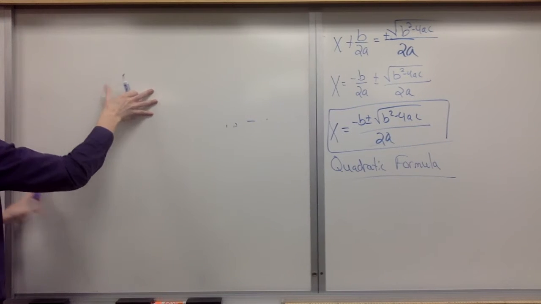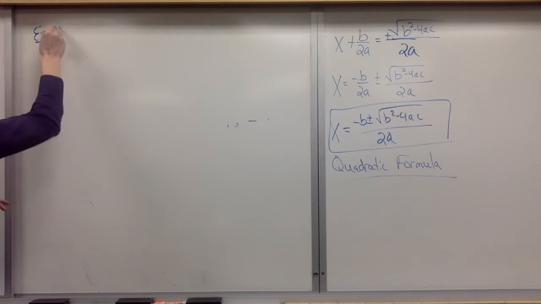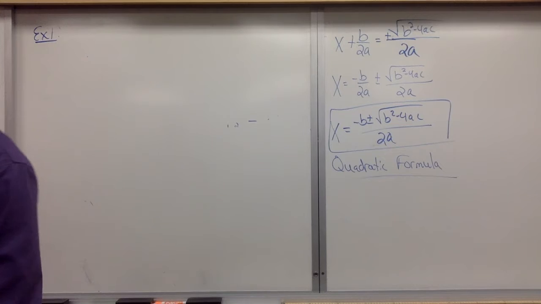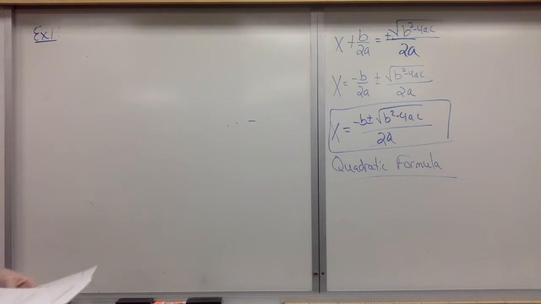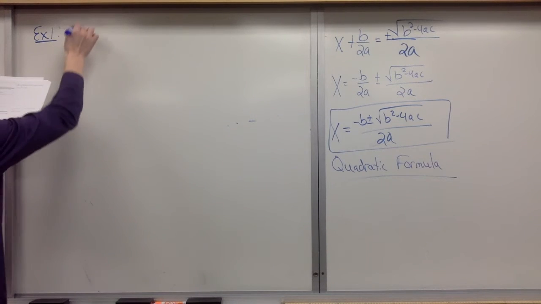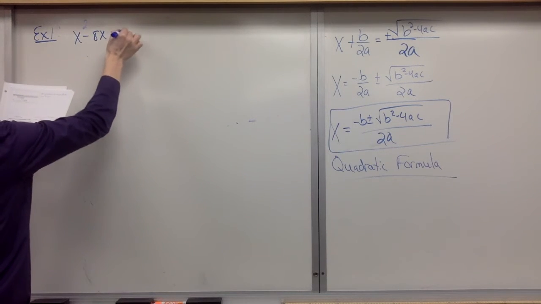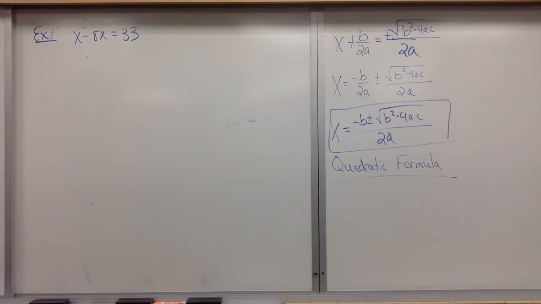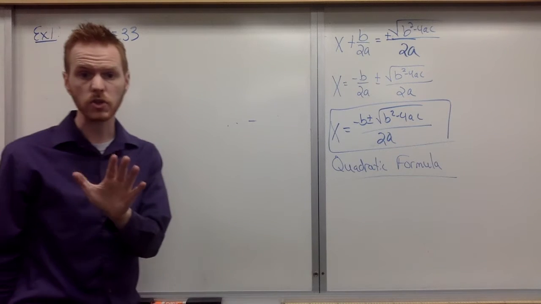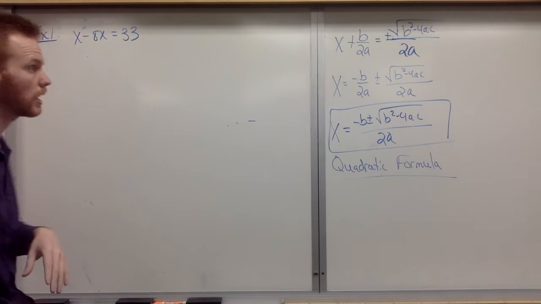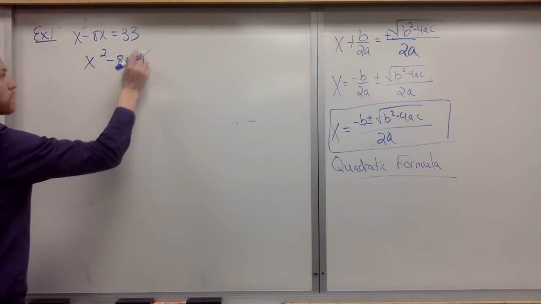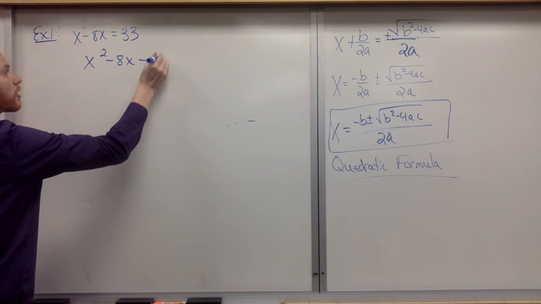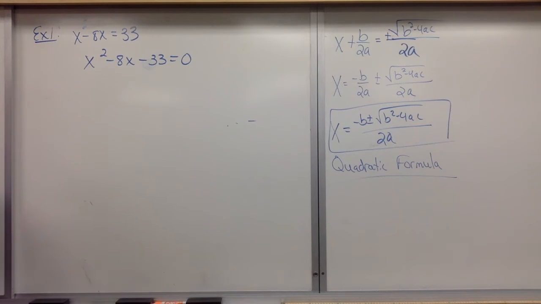All right. So example 1. And I'm going to leave this off to the side. That's going to be my little reference so you can see. We have x squared minus 8x equals 33. So my first step is to make it equal to 0. So that 33, I'm going to bring it to the other side. x squared minus 8x minus 33 equals 0.